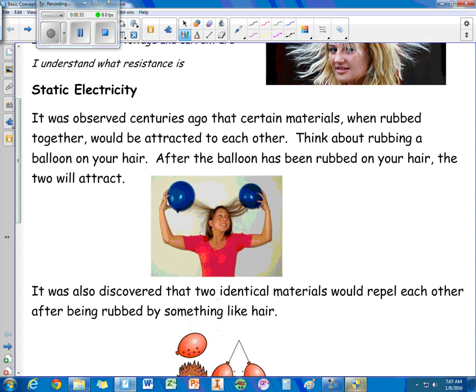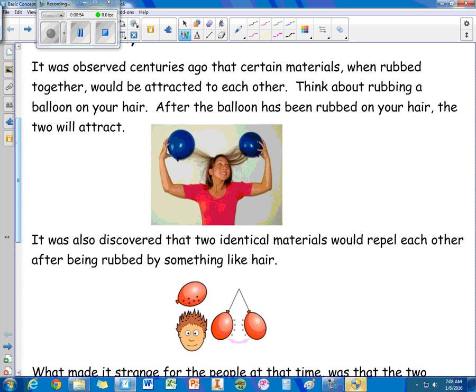Static electricity. One of the observations people made centuries ago was that when you rub certain materials together, they would be attracted to each other. So think about rubbing a balloon on your hair. After you've done this, your hair will be attracted to the balloon, and the balloon will actually be attracted to your hair. So here we have an example of this.